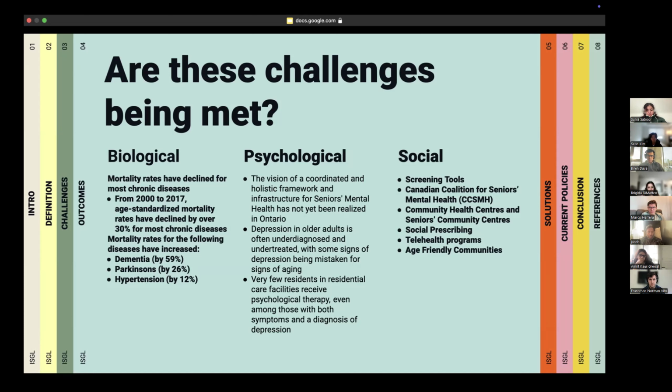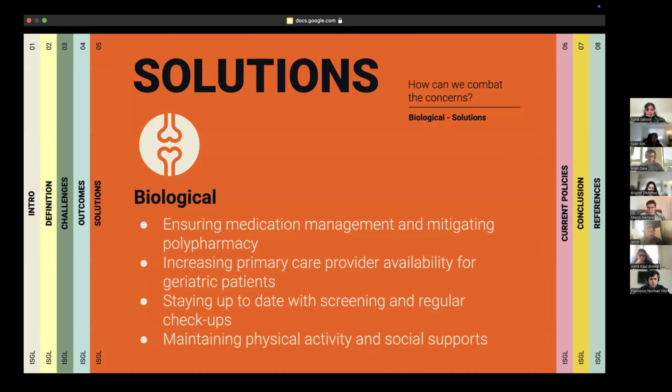And socially, there are various screening tools and resources in the community to help combat feelings of social isolation and loneliness, such as community center programs, telehealth programs, and other such resources that seniors might be able to access. But again, we run into issues of accessibility here as well.